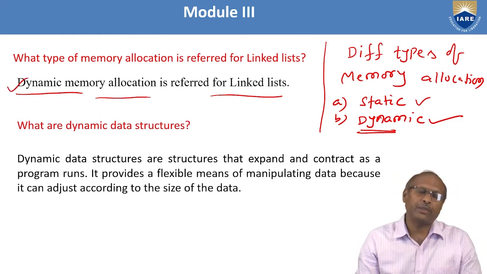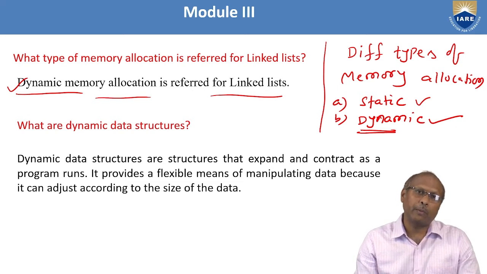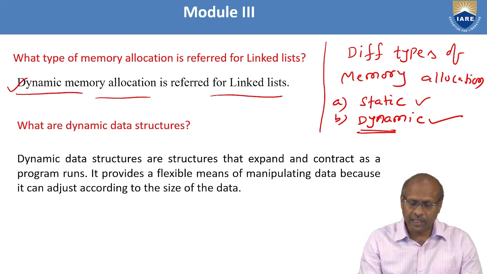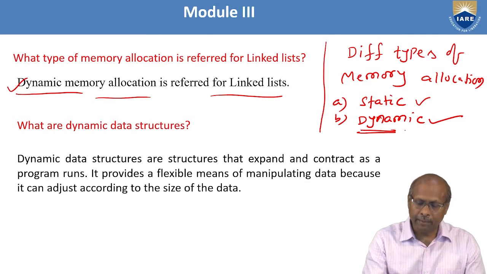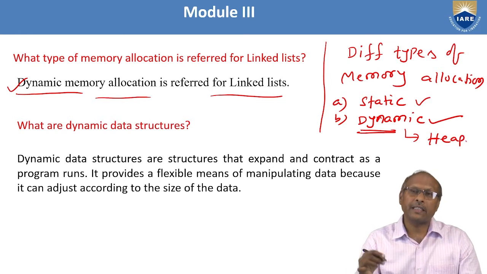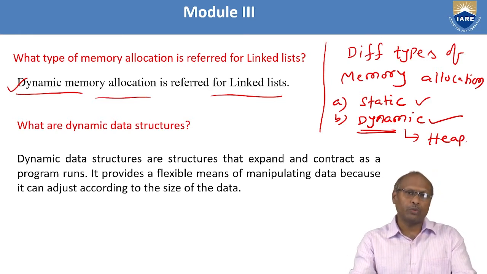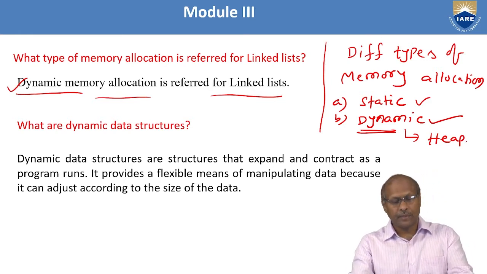Of course, they may ask another question. Dynamic memory allocation gets from which area of the RAM? Then you should say that is heap area. Dynamic memory is linked with heap area. Because sometimes they may ask this type of question also. So you have to answer heap.